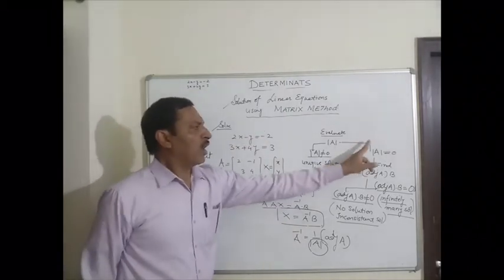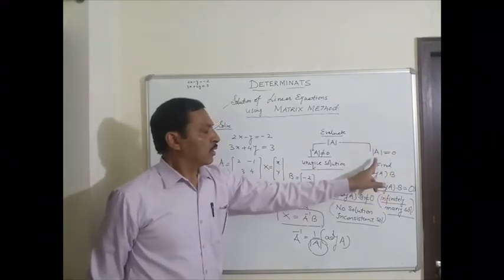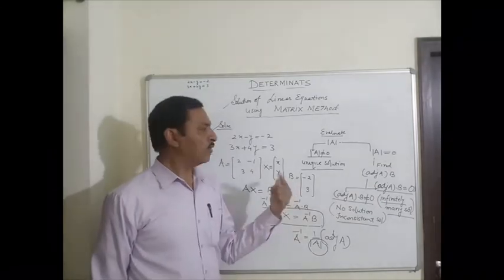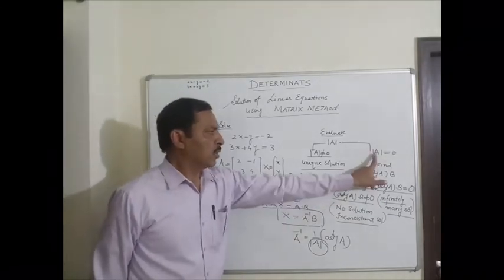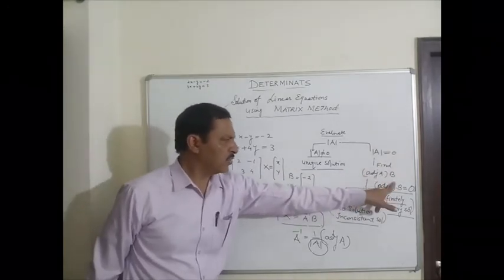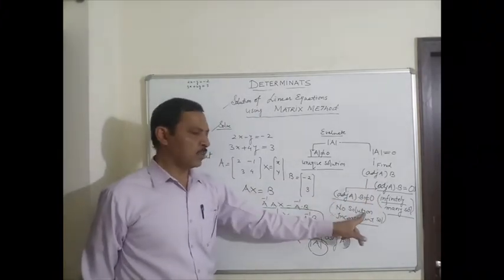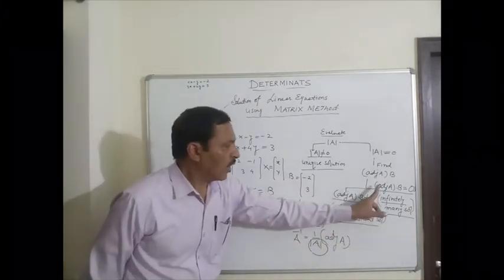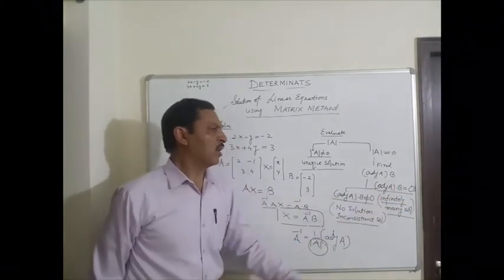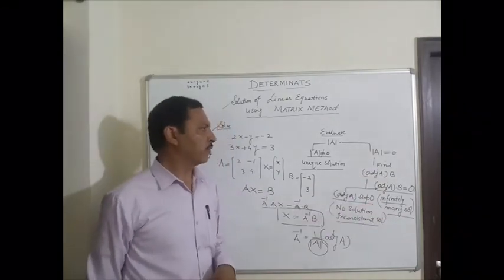Now if the determinant value is equal to 0, then our problem has increased. If the determinant answer is 0, find the value of adjoint of A into B first. If its answer is not equal to 0, there is no solution. But if adjoint of A into B's answer is 0, then we will have infinitely many solutions, and there is a way of doing this separately.